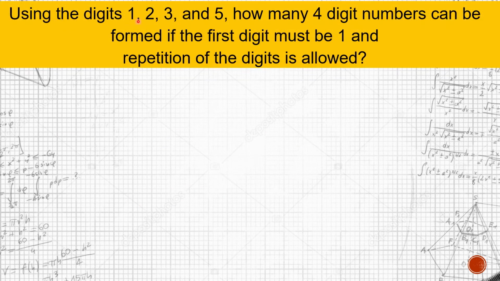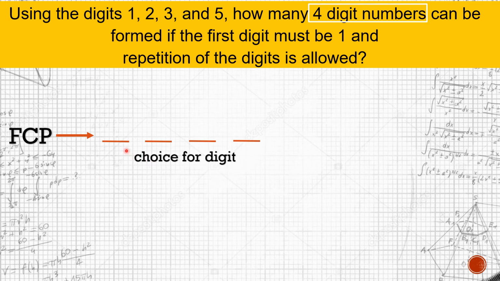Next problem. Using the digits 1, 2, 3, and 5, how many 4-digit numbers can be formed if the first digit must be 1 and repetition of the digits is allowed? So meron tayong ilang conditions na dapat i-consider sa pag-solve ng problem na to. So using FCP, we have 4 slots kasi nga 4-digit numbers yung kailangan nating isolve. Pero yung first digit natin must be 1, so isa lang dapat na choice yung pwede nating ilagay sa unang slot.